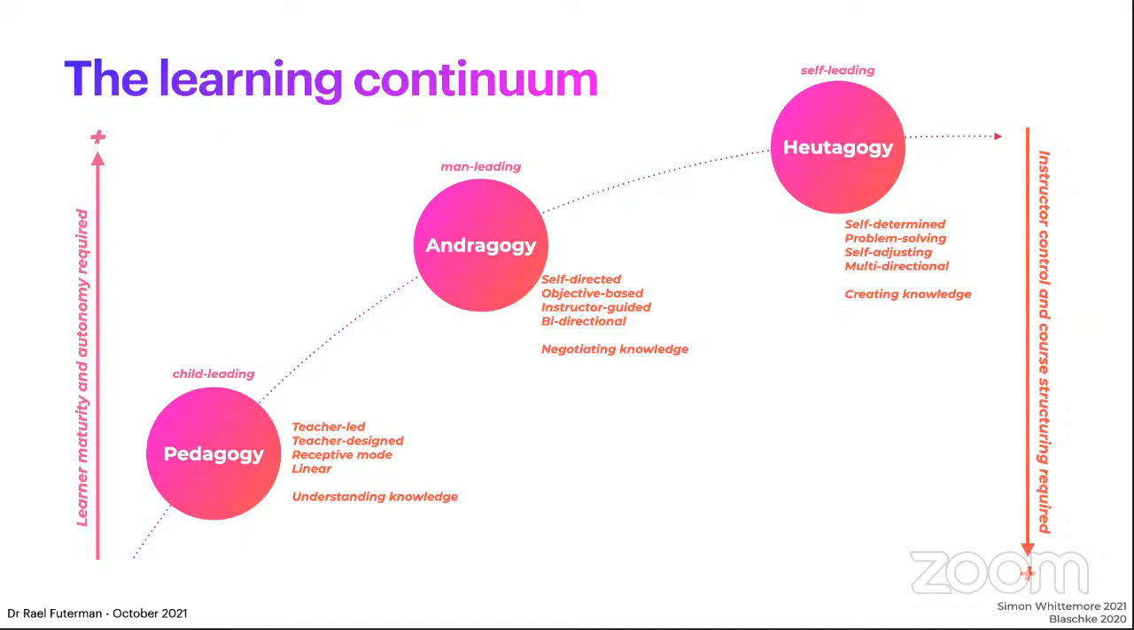And then we get heutagogy. And heutagogy is really about leading the self. And this is where there might not be a pathway at all. And this is more how we learn in life, I think, rather than learning it at business or in school or university or college or what have you. And this is very self-determined. So we actually drive the agenda. We drive the focus of our own learning.